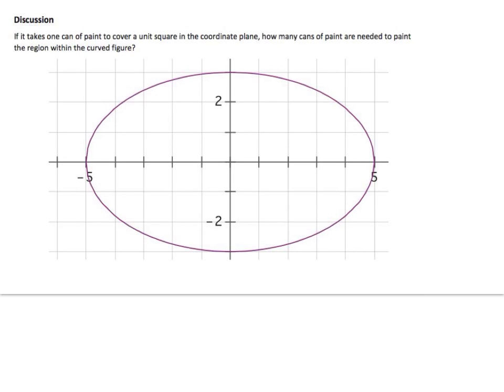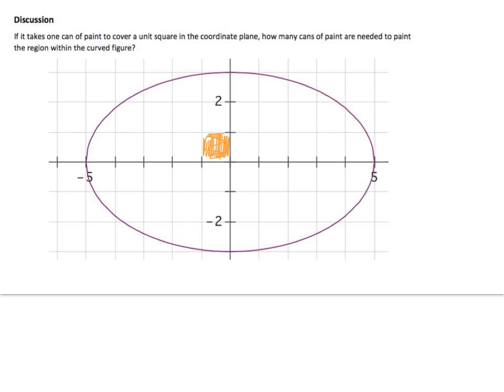All right, so let's look at this problem. This is more of what your homework is going to be like. If it takes 1 can of paint to cover a unit square in the coordinate plane, how many cans of paint are needed to paint the region within the curved figure? Okay, so I'm painting orange. 1 can covers a unit square. So how many cans do we need?